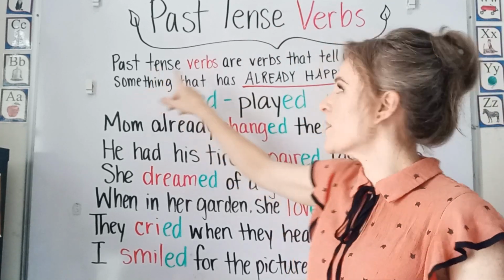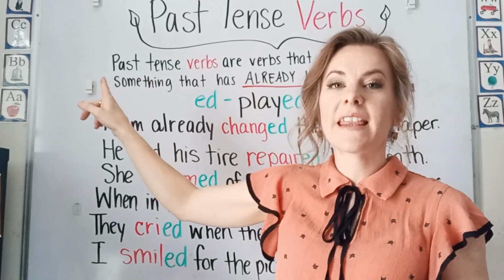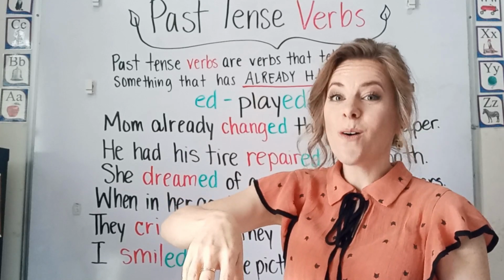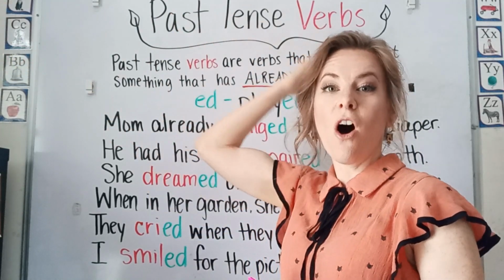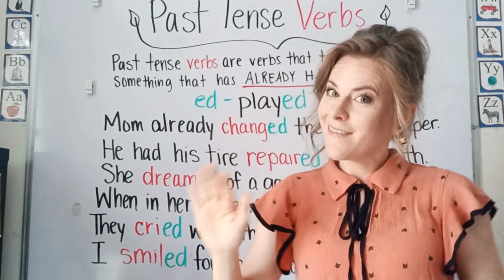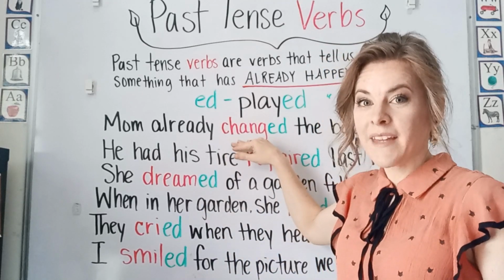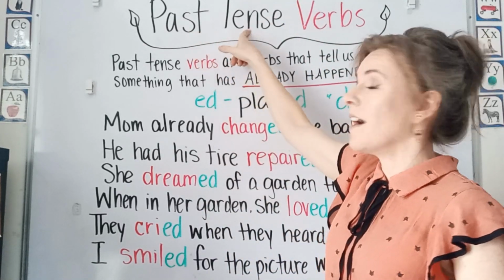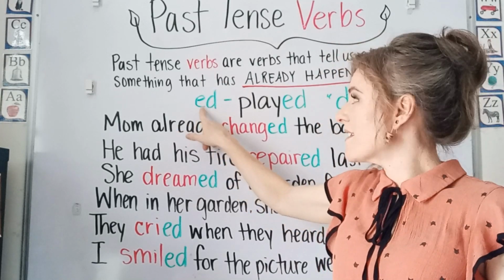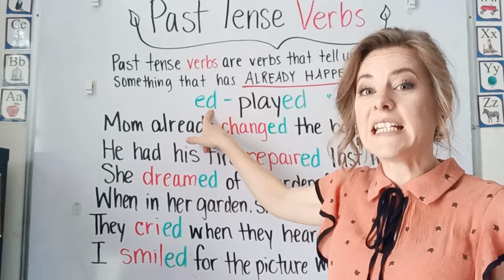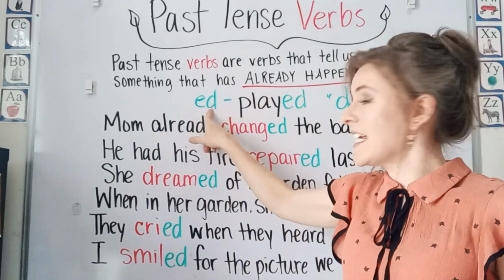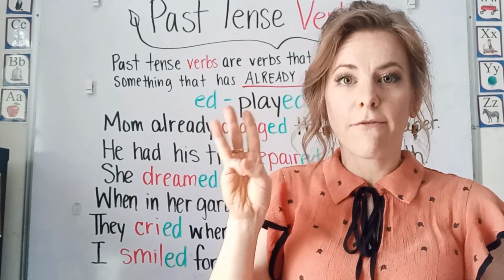Remember, past tense verbs are verbs that tell us about something that has already happened, something that's happened in the past. It's not happening now, it's not happening in the future, it's something that's already happened and it's in the past, okay? And we've been learning that most of the time when you take a verb and you make it past tense, a lot of times you just add ed, but this suffix and special sound ed actually makes 3 sounds. This ed can sound like 3 different sounds.